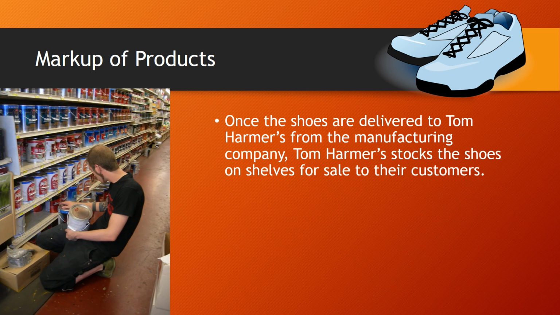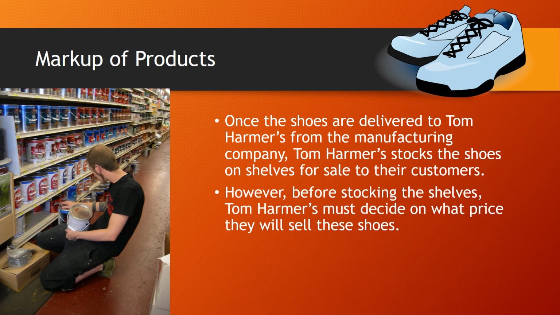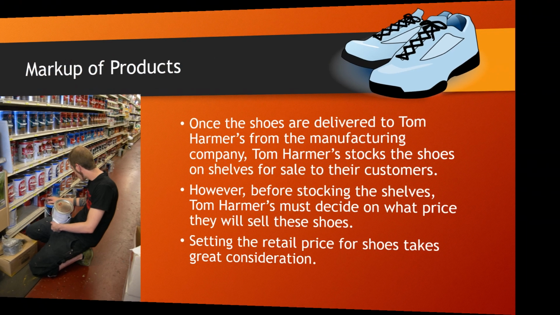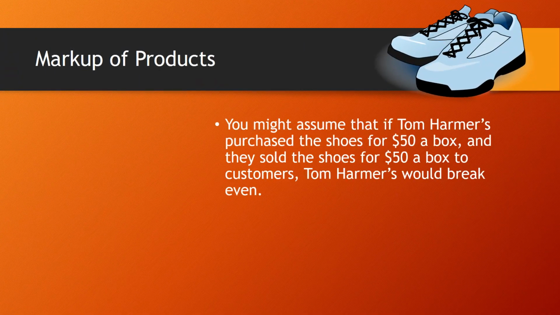Once the shoes are delivered to Tom Harmer's store from the manufacturing company, Tom Harmer stocks his shoes on shelves for sale to their customers. However, before stocking the shelves, Tom Harmer's must decide on what price they will sell these shoes for. Setting the retail price for shoes takes great consideration. You might assume that if Tom Harmer's purchased the shoes for $50 a box and they sold the shoes for $50 a box to their customers, Tom Harmer's would break even.